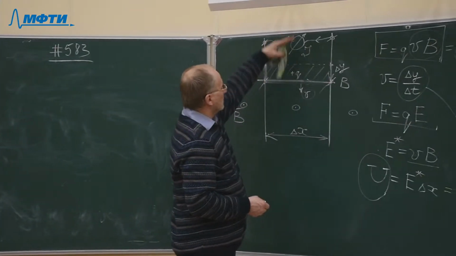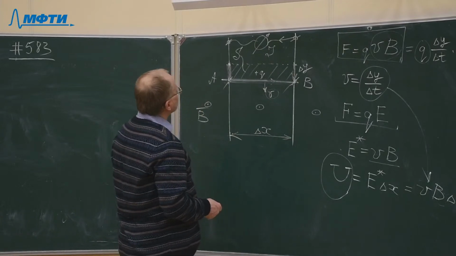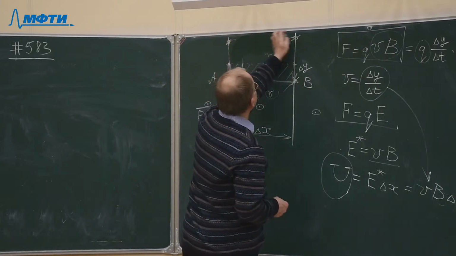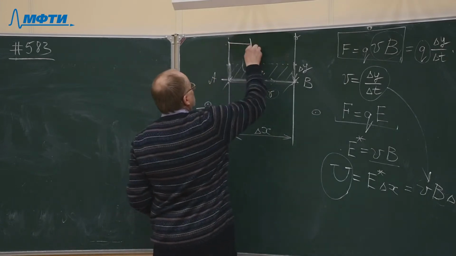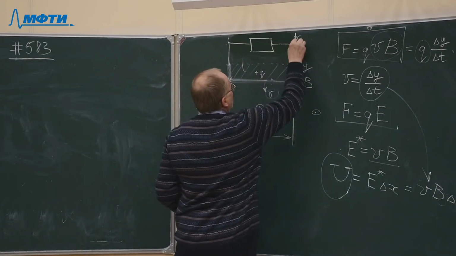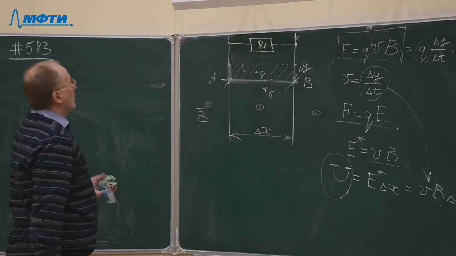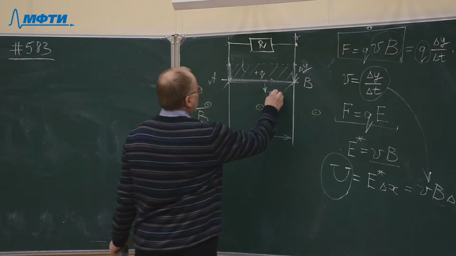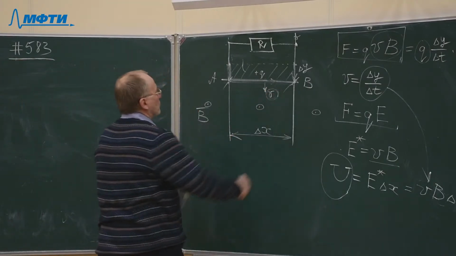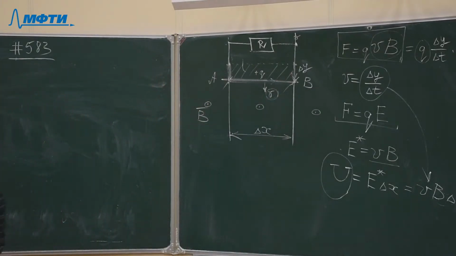A rod is falling down, sliding along the 2 conducting wires, but here, instead of the device to measure current, we have some resistance R. And the problem says, what will be the velocity with which the rod will fall in the magnetic field of the Earth? What will be the velocity?